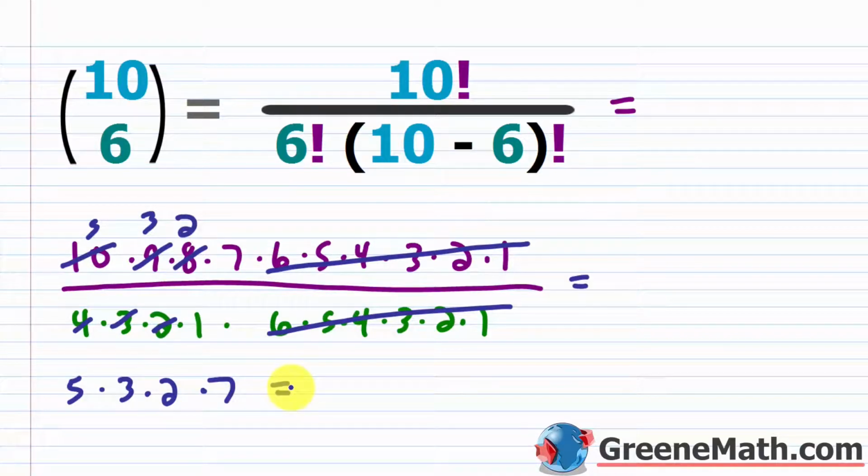And if we punch this up on a calculator, 5 times 3 is 15. 15 times 2 is 30, and then 30 times 7 is 210. And again, you can get this more quickly by just using the n choose r key on your calculator.